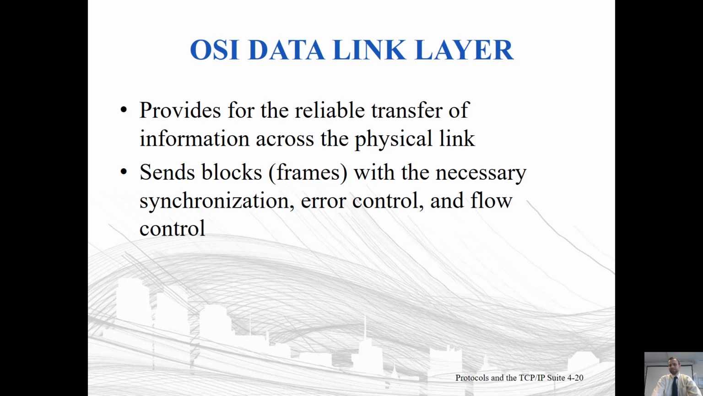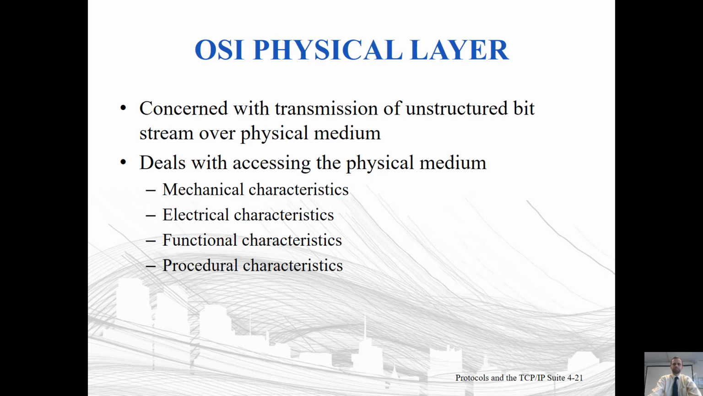Then you come to the data link layer, which provides for the reliable transfer of information across the physical link. And it sends blocks or frames with the necessary synchronization, error control, and flow control. So that's the data link layer of the OSI model.